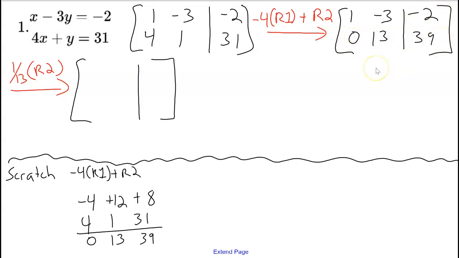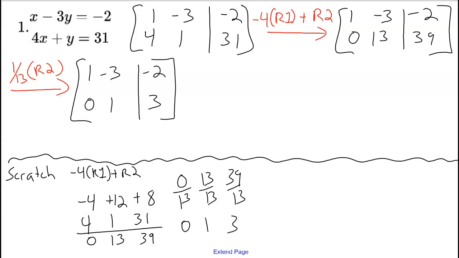You start thinking about division once you get a zero, because when you divide that zero, it's going to stay zero. I guess you can also multiply and get zero as well. But divide by 13. So I am going to divide this whole row by 13. And I get 0, 1, and 3. And I'm going to place that in row 2. So now I got 1, -3, and -2, the same thing I had here, and I got 0, 1, and 3. So that 39 divided by 13 is 3.